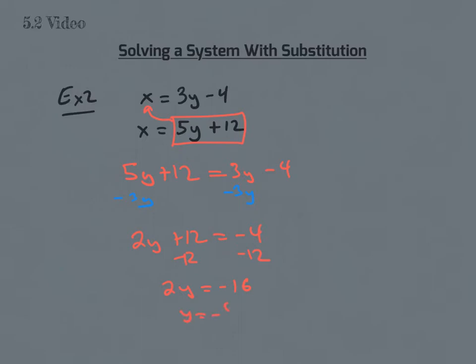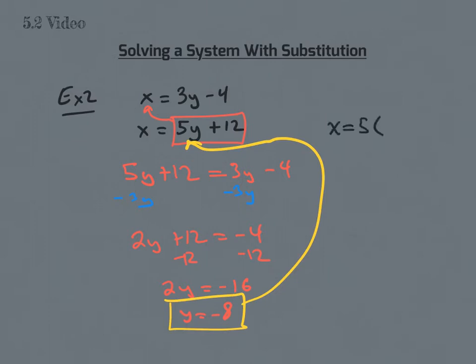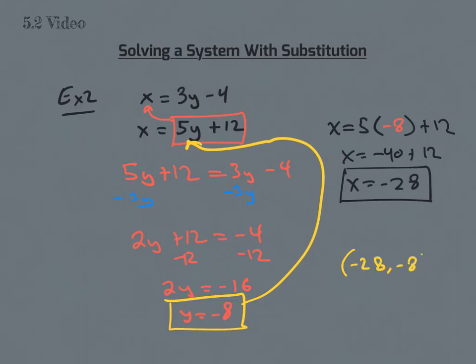Now I know my y value. In order to find x, I'm going to take that y value and plug it into either one. You get to pick. It doesn't really matter. You'll get the same answer for both. I'll pick the bottom one, just since that's where I drew my arrow. So there I'm going to get x equals 5 times negative 8, because that's what y is, plus 12. x equals negative 40 plus 12, which is x equals negative 28. So there's that answer, and I'm going to write this as an ordered pair, negative 28, comma, negative 8.